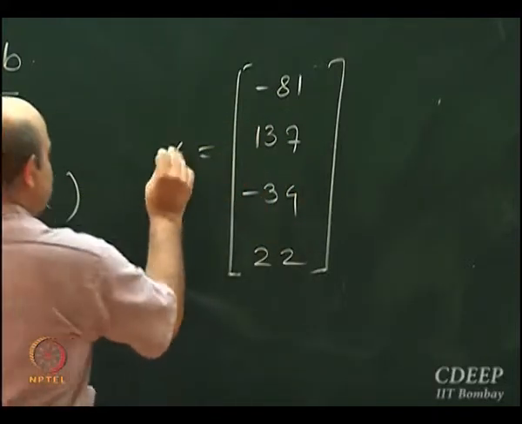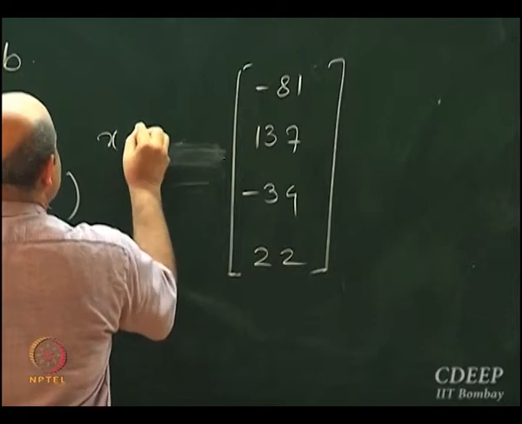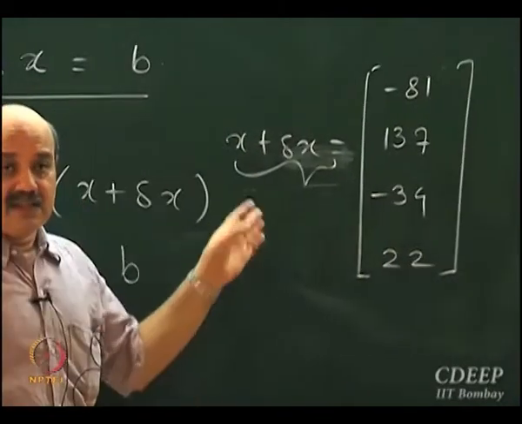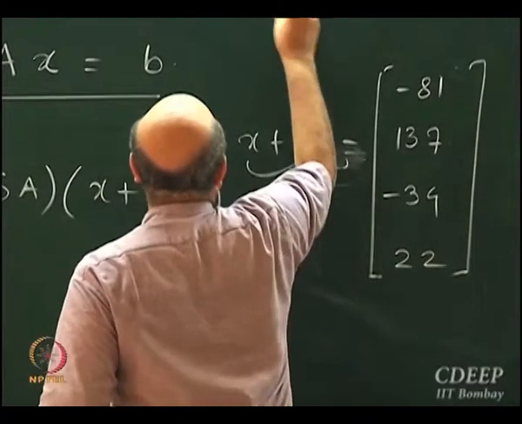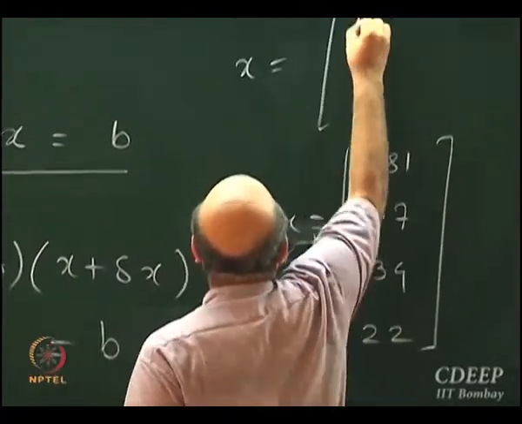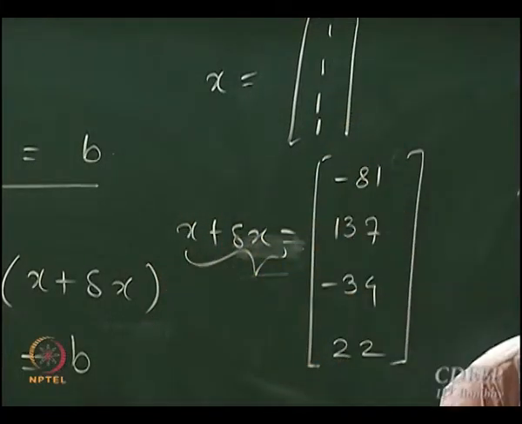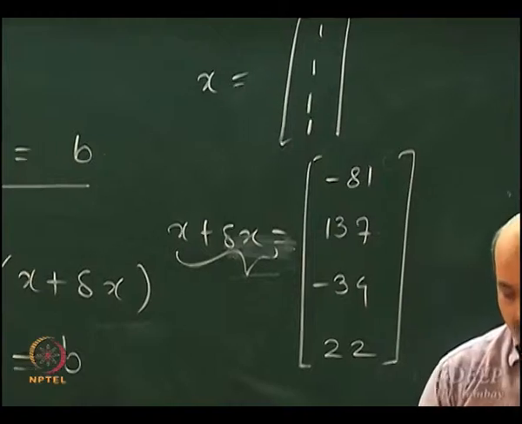Sorry, this is x plus delta x. So x plus delta x is this, and your x, just compare. Your x was 1, 1, 1, 1. These two are significantly different vectors.